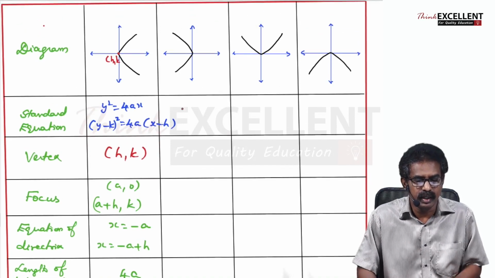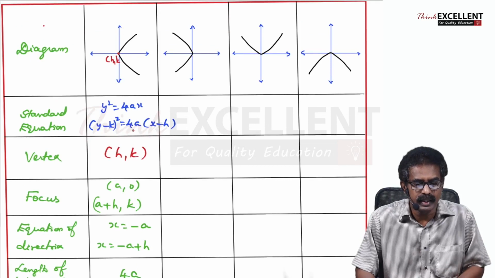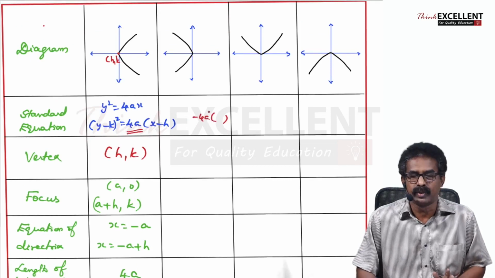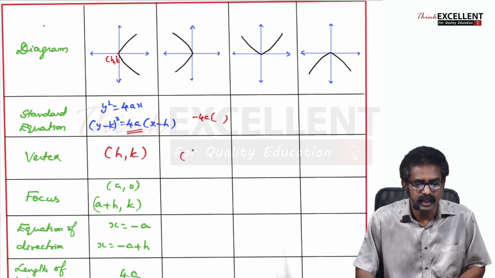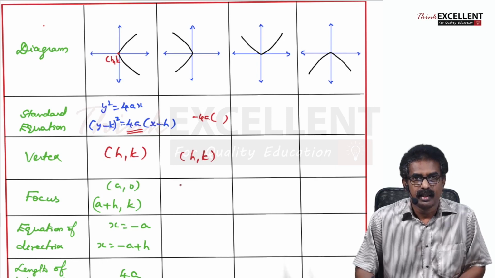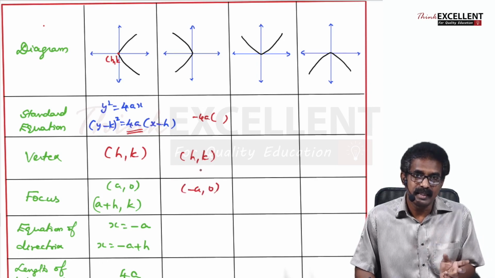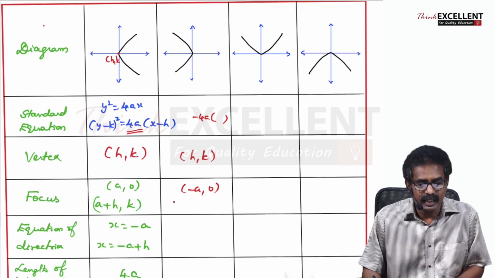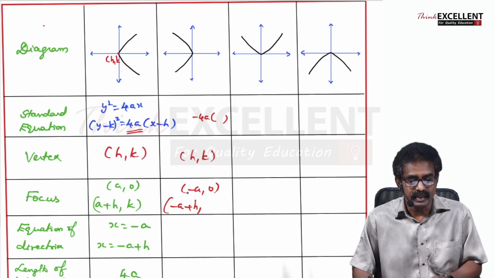Now see the second one, same equation, only thing instead of 4a you write what? Minus 4a, that you write. Okay. Then vertex is what? H, comma k only. Now listen the focus. Actually it is minus a, comma 0. But now we have to add h, k. X coordinate you add h, minus a plus h. Y coordinate add k, 0 plus k.